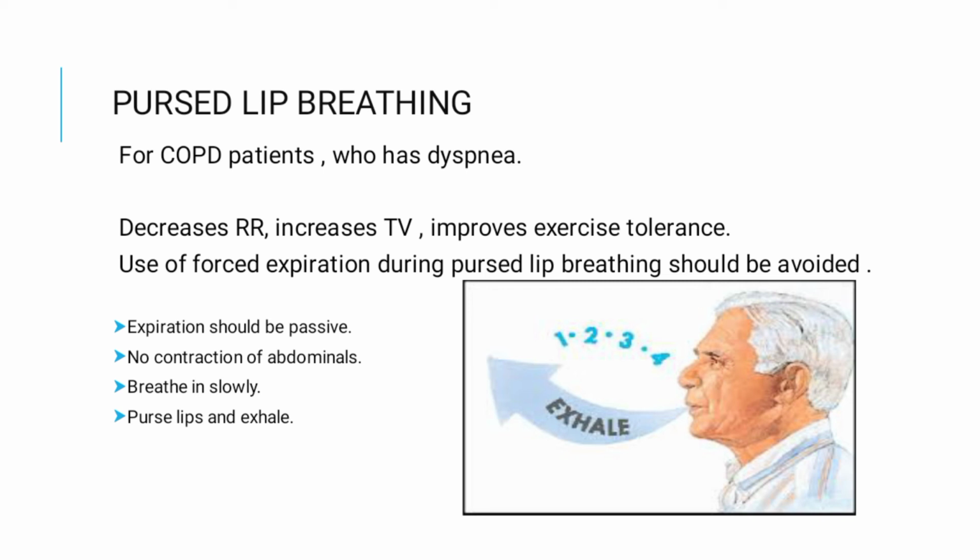Now we see what are the normal 4 types of breathing exercise we have. The first one is diaphragmatic breathing exercise, then glossopharyngeal breathing exercise, segmental breathing exercise, and pursed lip breathing exercise. These are the 4 normal breathing exercises which we give in pulmonary conditions. So the first one is diaphragmatic breathing exercise.